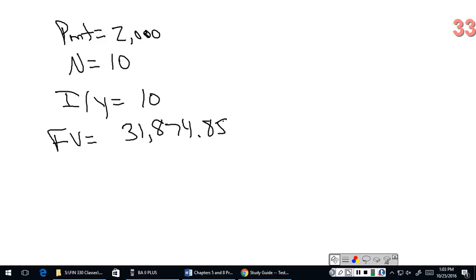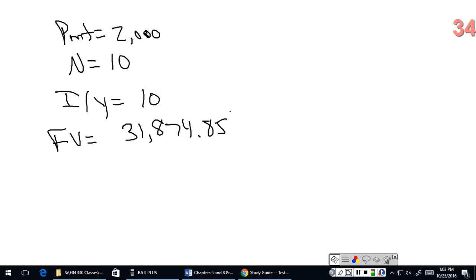So again, that's why I keep harping on that, over and over after every problem. Once you get back to zero, second clear time value of money, second clear work after every problem. Because if not, you're going to get some weird answers. Some of them may look pretty close, but they're going to be incorrect.